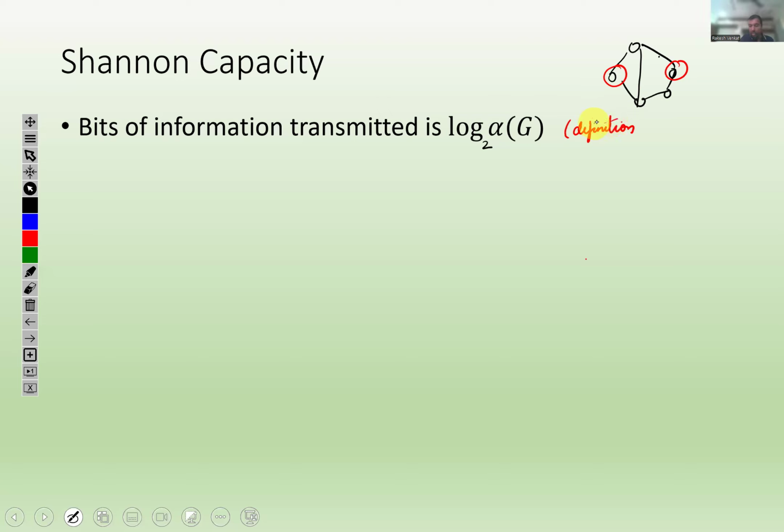You will not really need this quantity too much, the log to the base 2. It's just to motivate why the word capacity came in when Shannon defined it. So bits of information transmitted is log of whatever the number of messages it is possible to transmit without any confusion.